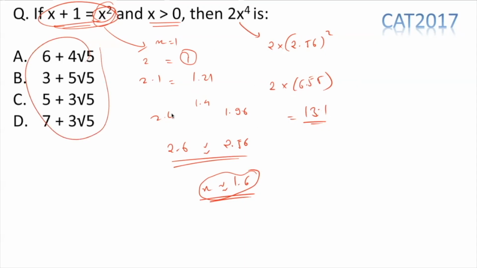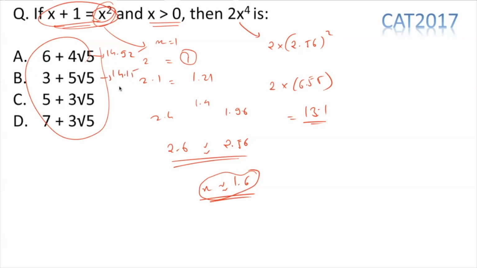So root 5 basically is 2.23. Okay, 2.23 approximately into 4 plus 6 is 14.92. The first option is 14.92. Next option is 5 into 2.23 plus 3, which is again 14.15.